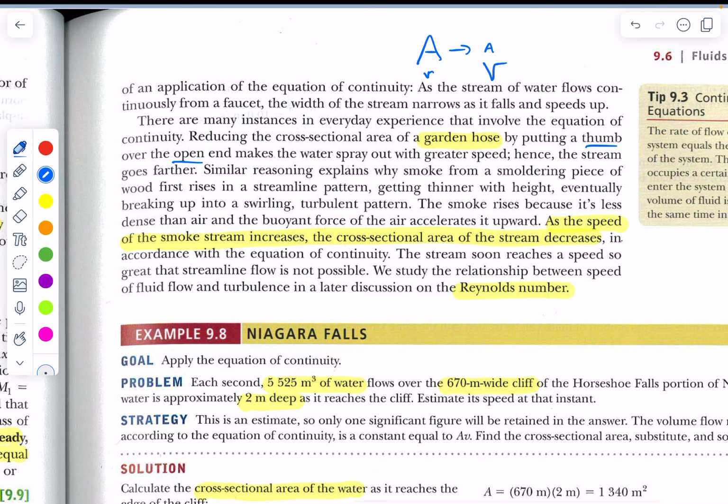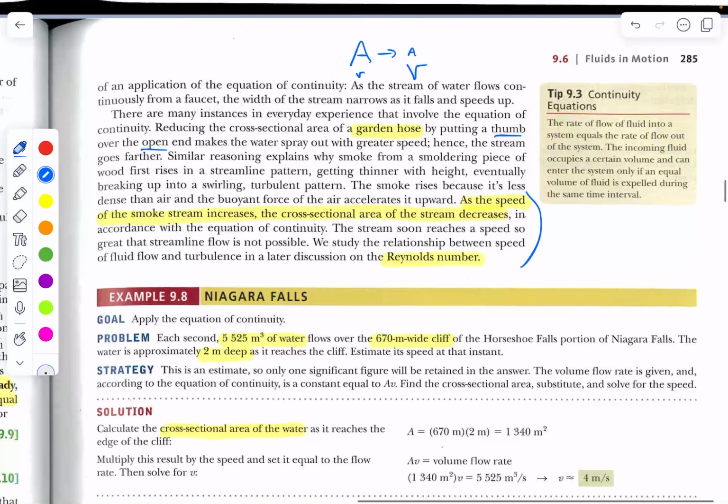By the way, looking down here, that's the speed of the smoke. As smoke rises, and you saw that in an earlier picture, the speed is going to increase, the cross-sectional area is going to decrease. And the stream soon reaches a speed so great that the streamline flow is not possible. No longer can you have a smooth laminar flow, but now there's a lot of turbulence. And the relationship between the speed flow and the turbulence is something called the Reynolds number, which we get to in a later section of this chapter.